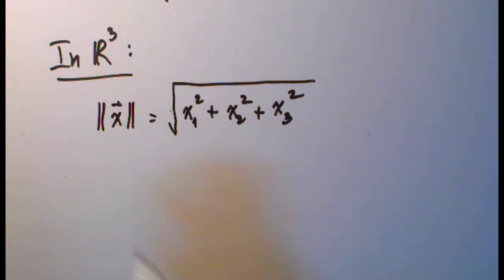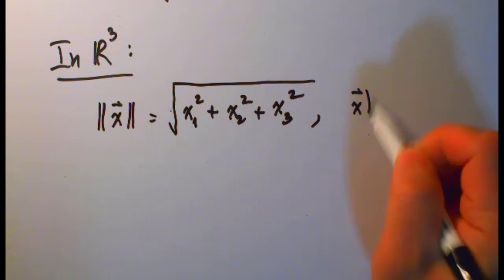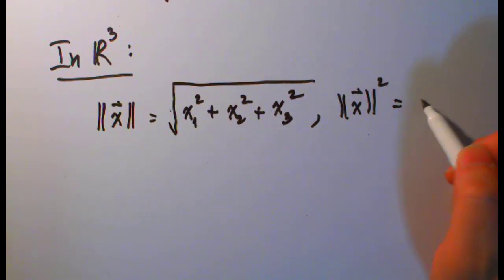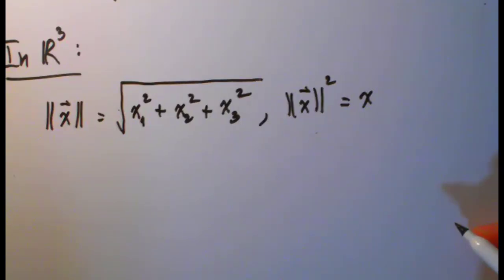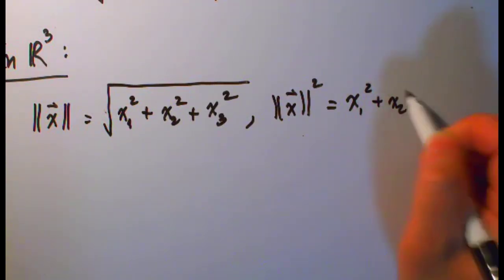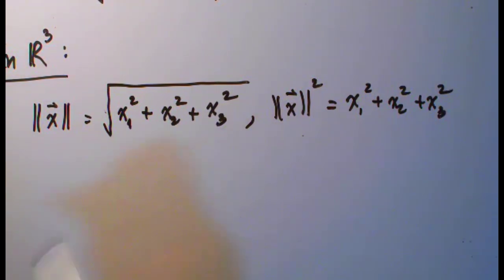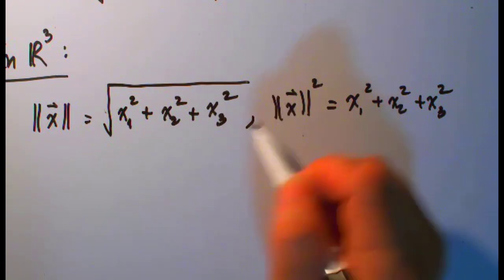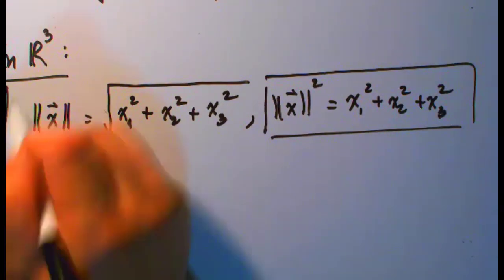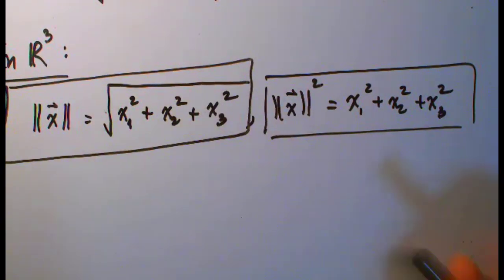And then alternatively, some authors decided to write the length square of a vector in R3 to be the sum of all the squares of components. So x1 square plus x2 square plus x3 square. These are the two different forms of how we can express different ways to find lengths of a vector in R2 or a vector in R3.